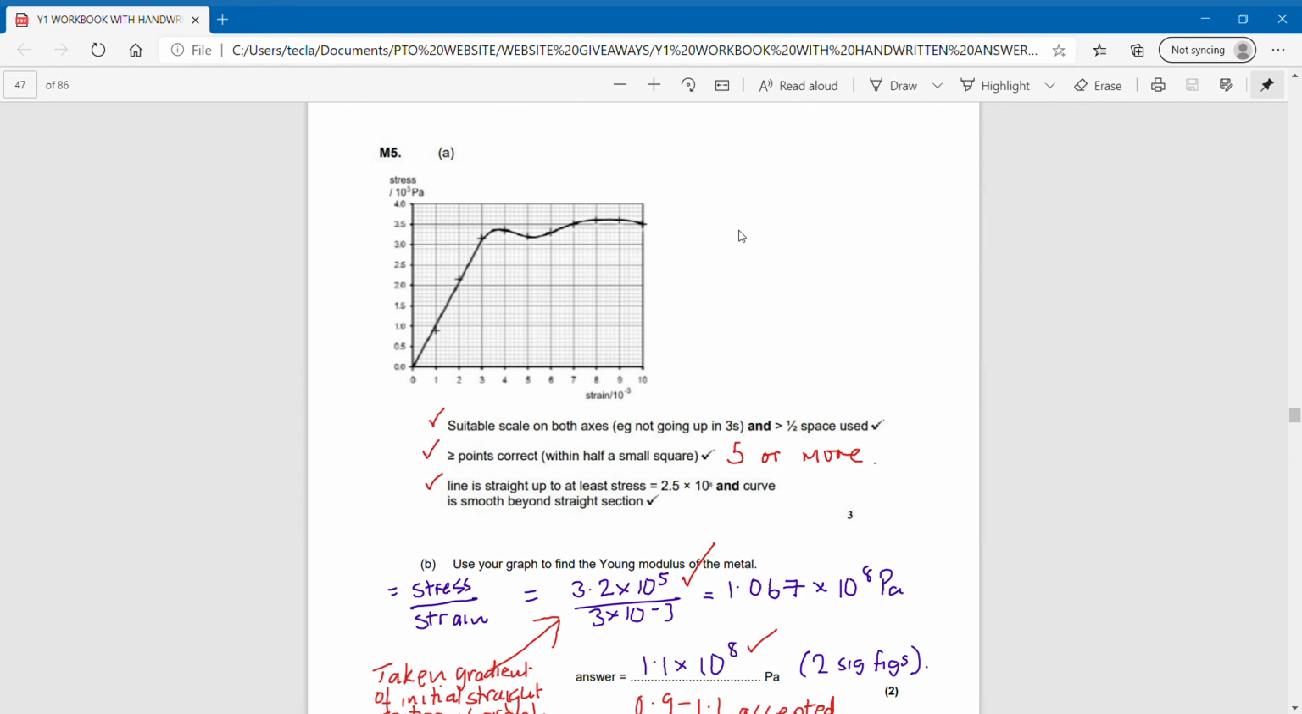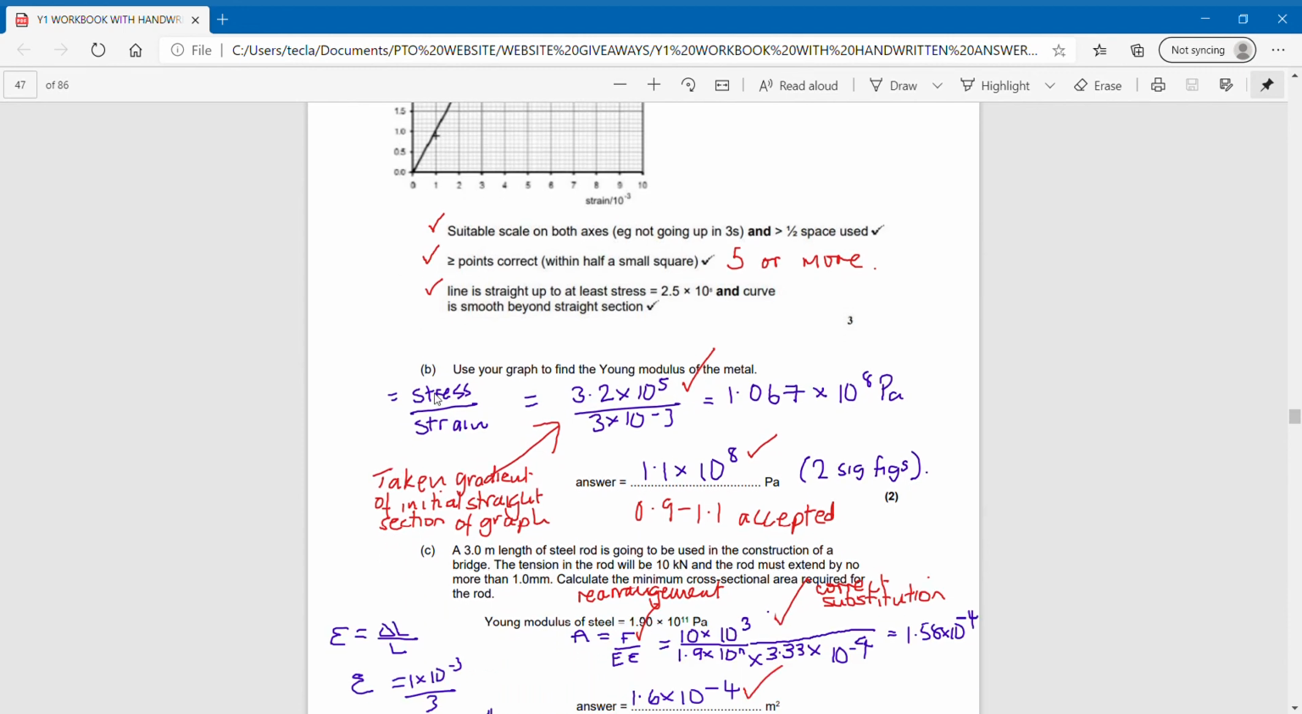And then the curve is smooth beyond the straight section, so you can see how this curve is drawn in smoothly. It's not a series of sort of zigzag lines. So you need to get all parts of the line to get that 3rd mark for the line.